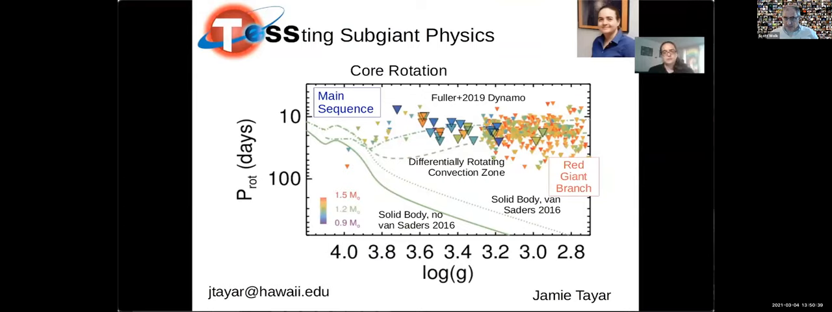With data from the TESS continuous viewing zones, we can study these stars in detail using photometry, astrometry, spectroscopy, and asteroseismology. And in particular, the asteroseismology gives us access to the rotation periods of the cores of these stars. When we compare in detail the rotation periods that we measure for these stars as a function of evolutionary coordinate and stellar mass, we find that we don't exactly match the predictions of any of the currently physically motivated models of stellar rotational evolution. Neither the Fuller et al. enhanced Tayler-Spruit dynamo nor differentially rotating convection zones can match what we observe.